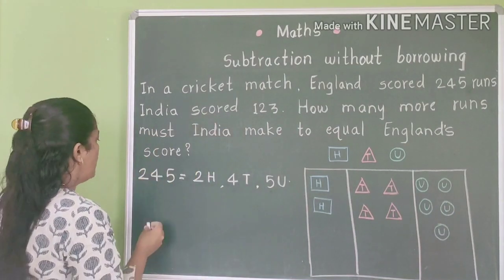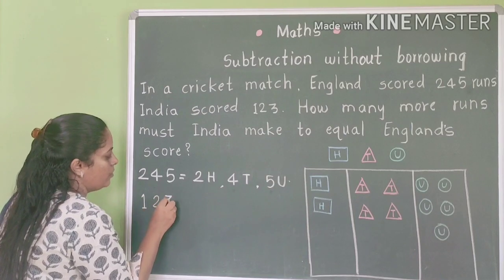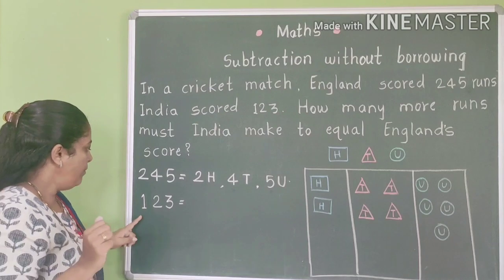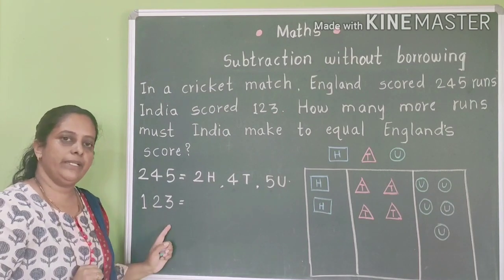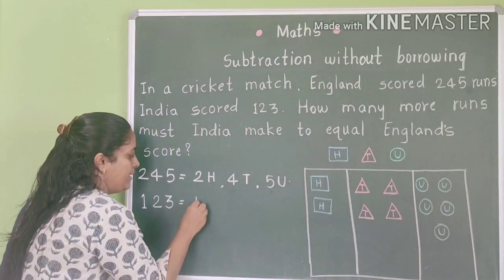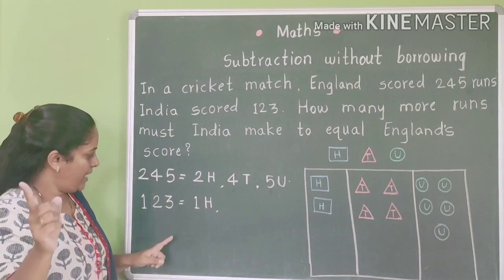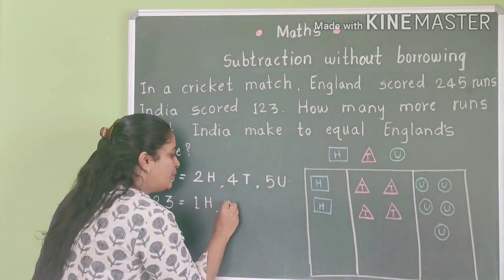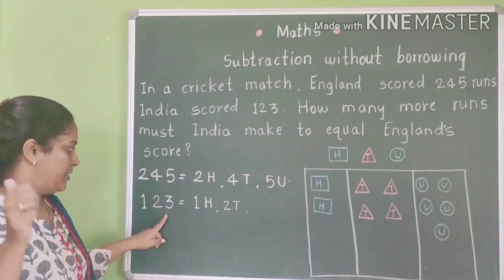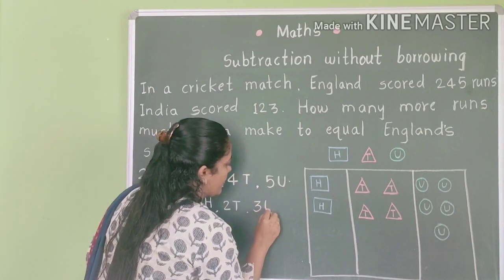India has scored 123. Now tell me, how many hundreds in 123? Good, there is 100. And how many tens? Very nice, there are 2 tens. And how many units? That's great, there are 3 units.